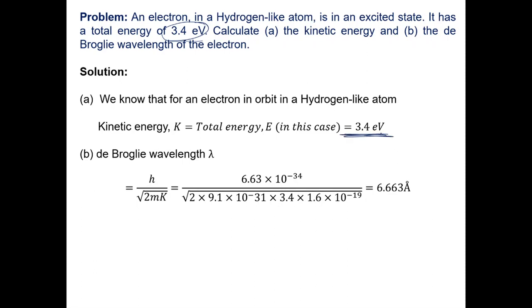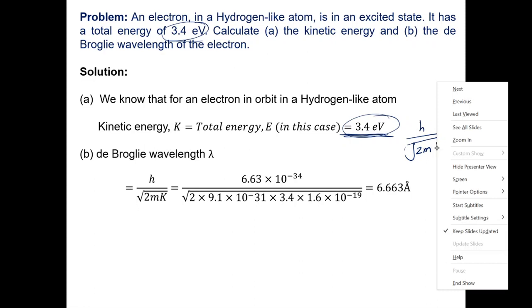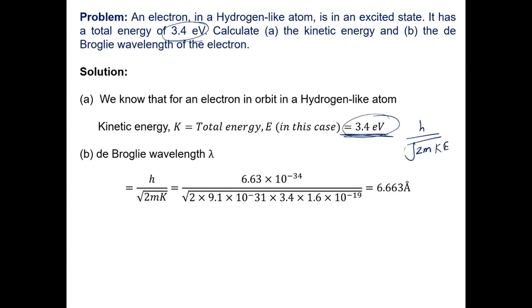And what is the De-Broglie wavelength of the electron? If you know the kinetic energy, we know the De-Broglie wavelength is nothing but h by root 2m times the kinetic energy, and this kinetic energy is 3.4 electron volts, right? So you feed the value, and what we get is 6.663 angstroms. Again, you see that in this case, an electron which is in the excited state with energy just 3.4 electron volts gets a wavelength associated with it close to 6.663 angstroms, which is even bigger than Bohr's radius.